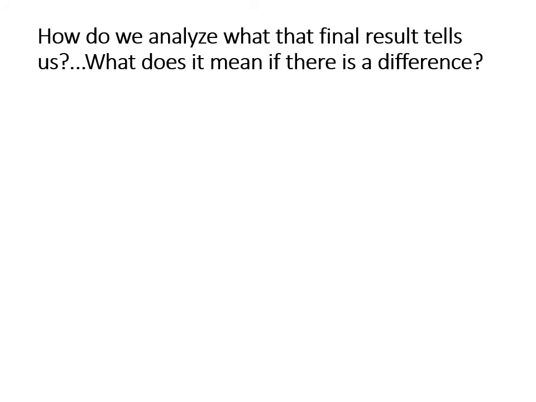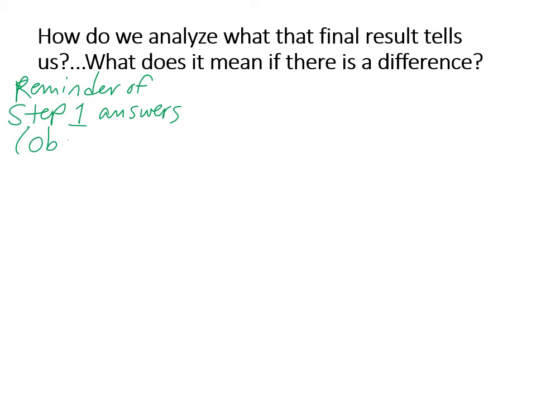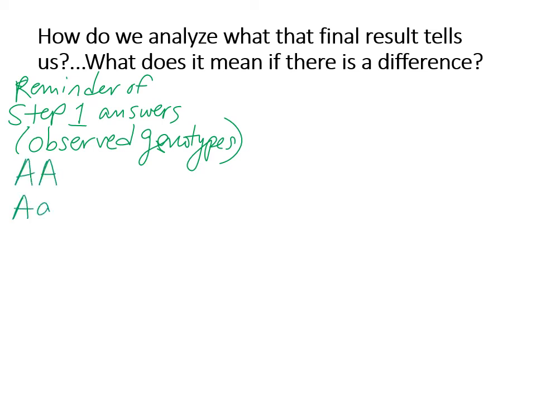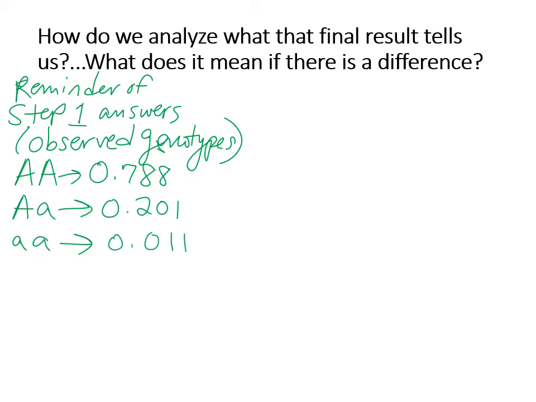So what we're going to do is rewrite what we calculated on some of the other slides. Remember in step one, a reminder of step one answers, which we said were our observed genotypes. Sorry, my handwriting is very sloppy today. Observed genotypes, okay? We said we have our 3 genotypes. Capital A, lowercase a, that frequency was 0.788. Heterozygous was 0.201, and the recessive was 0.011.